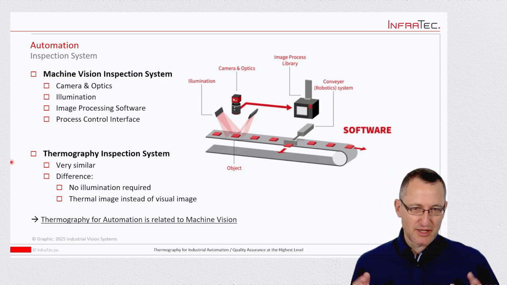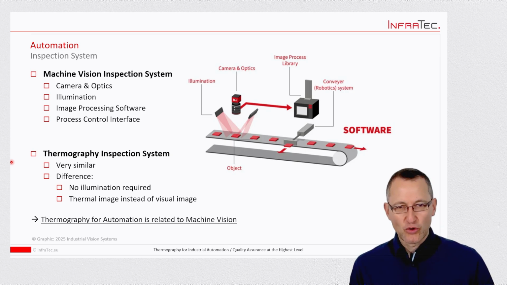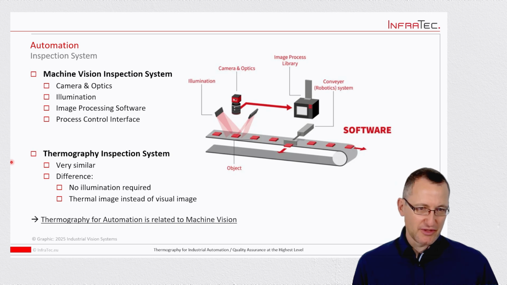On the other side, we can now look at the thermography inspection system that would look very similar. There's a camera. In that case, it's a thermal camera. No illumination is needed because we measure directly the temperature. And as a result, we have a thermal image instead of a visual image. But we can make the same decisions, good parts, bad parts, and so on. So as a conclusion, thermography in the automation field is closely related to machine vision and very similar.